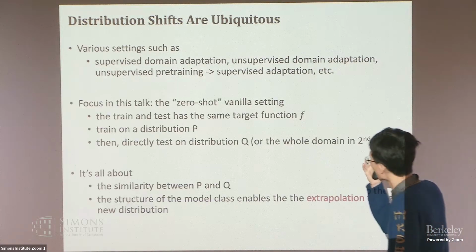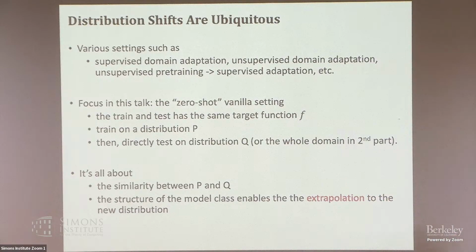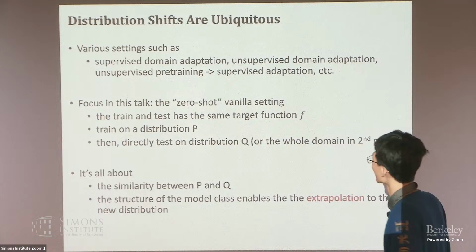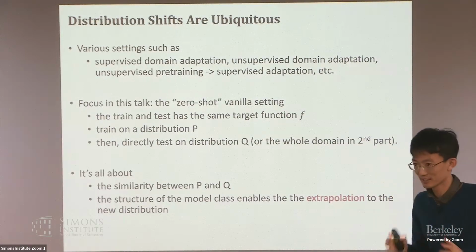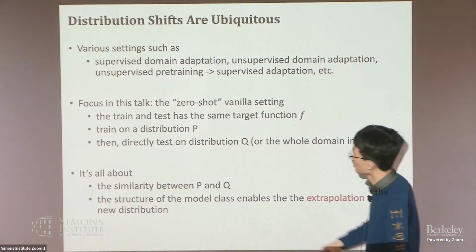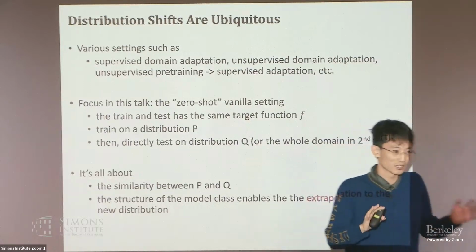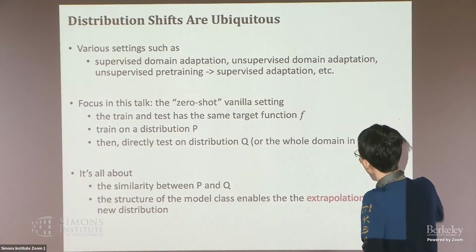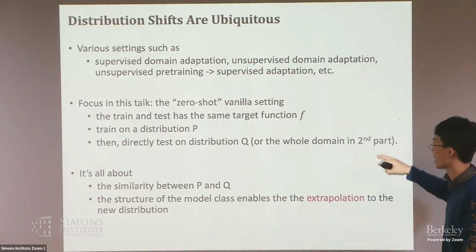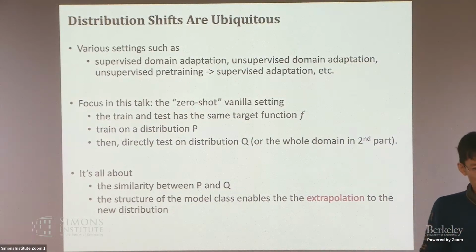I'm talking about a very, very plain setting. Just for the purpose of this talk, I call it the zero-shot vanilla setting. You have the train and test sets with exactly the same target function f, and you train on distribution P, and then you test directly on distribution Q without any other information, no labels on the downstream tasks, nothing. In the second part of the talk, I'm going to talk about how to extrapolate to the whole domain in the worst-case sense, an L infinity recovery.